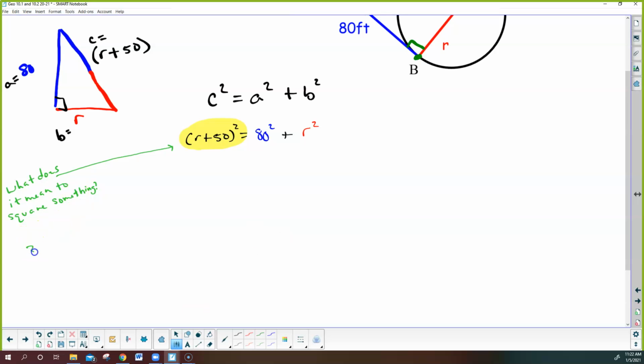Right? Well, let's think about it. If I asked you what is 3 squared, you probably memorized it, and you'd say 9. But why? 3 times 3 is what gave me 9. What's 10 squared? Well, 10 squared is 10 times 10, which is 100. So we have to think of the meaning of squared. And that's what's going to allow us to make this next move. So what is r plus 50 squared? Well, it means r plus 50 times r plus 50.